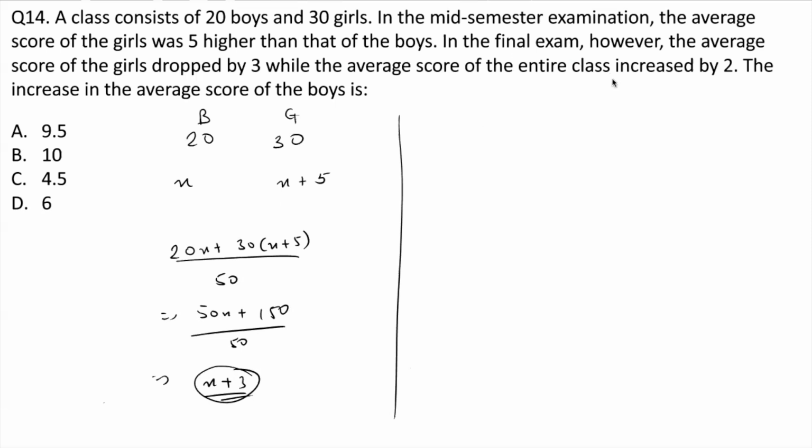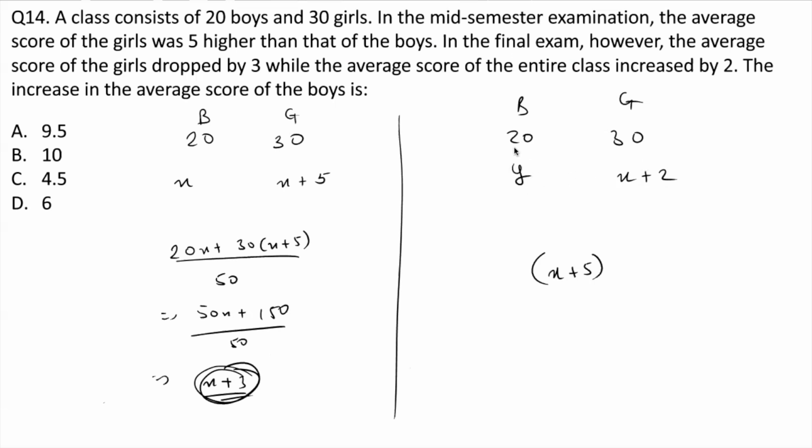Right? In the final exam, however, the average score of the girls dropped by 3. So now, presuming the number remains same, of course, otherwise you can't solve the question. The new average score of the girls is x plus 2, while the average score of the entire class increased by 2. So now the entire class's average is x plus 5. Then the increase in the average score of the boys is... So let us assume the average score of the boys currently is y.